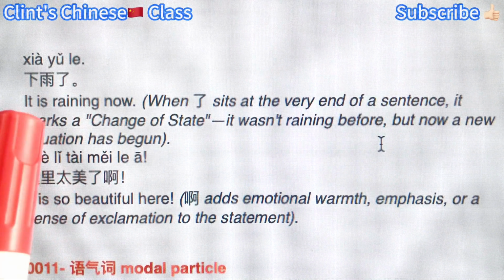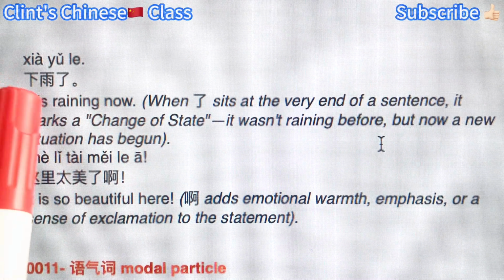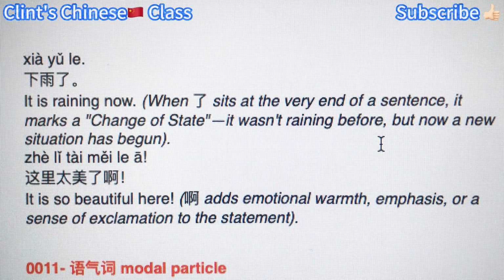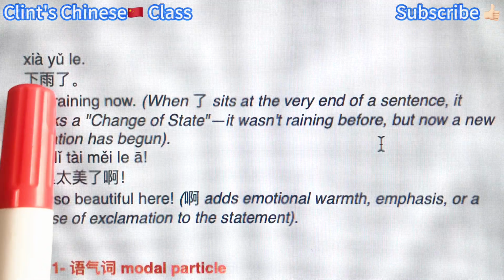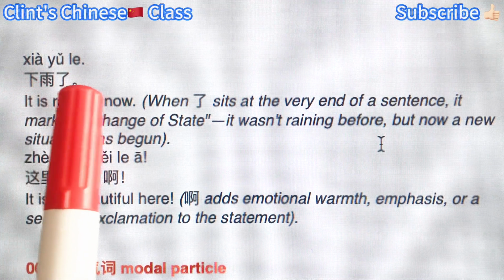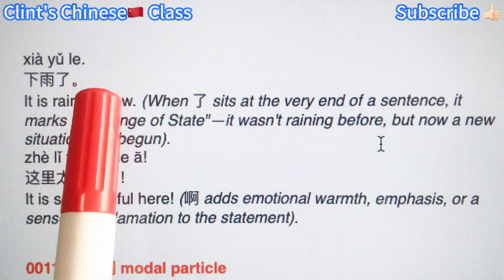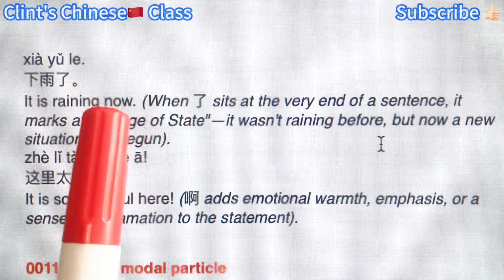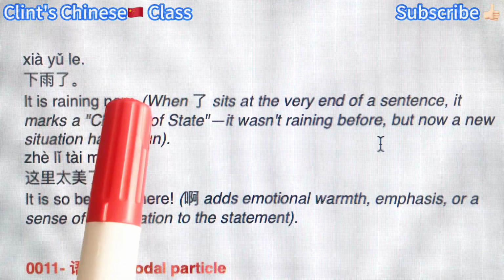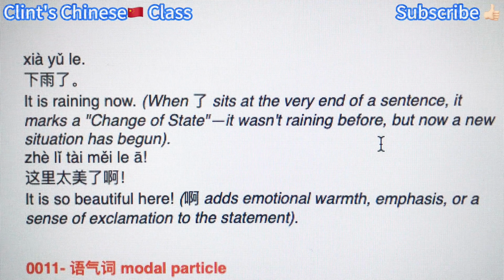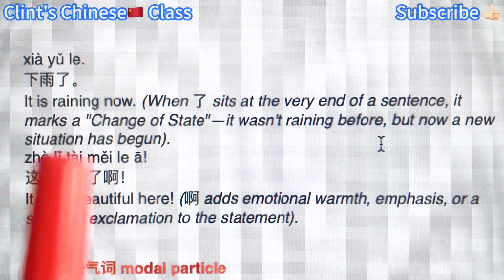And it is raining now. 下雨了, right? So this 了 means already happened, right? It indicates the change of state. Like before, not raining, but now it started raining. You can translate 了 into now to indicate it's different. Now is different from the past.